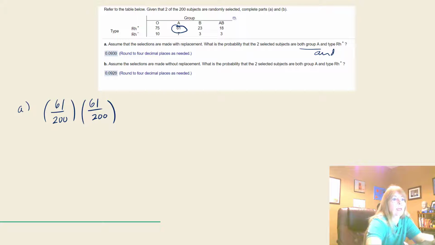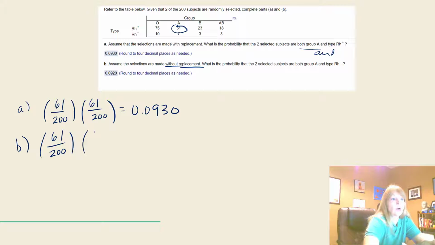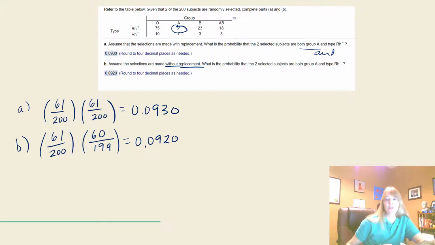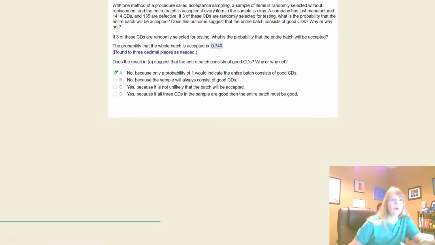So that's how I'm getting this value, 0.0930. In part B, the only difference is without replacement, meaning after you take the first 61 out of 200, well, now there's only 60 of this group left out of a total of 199. So you see, that's the big difference when we talk about without replacement, and then of course I get this answer.